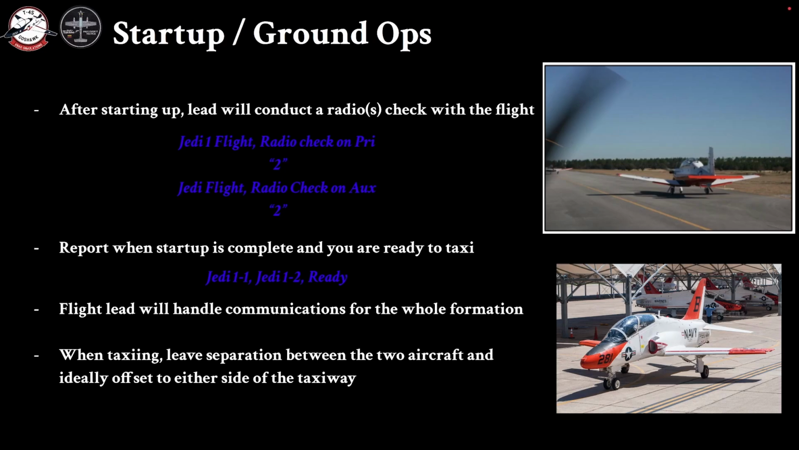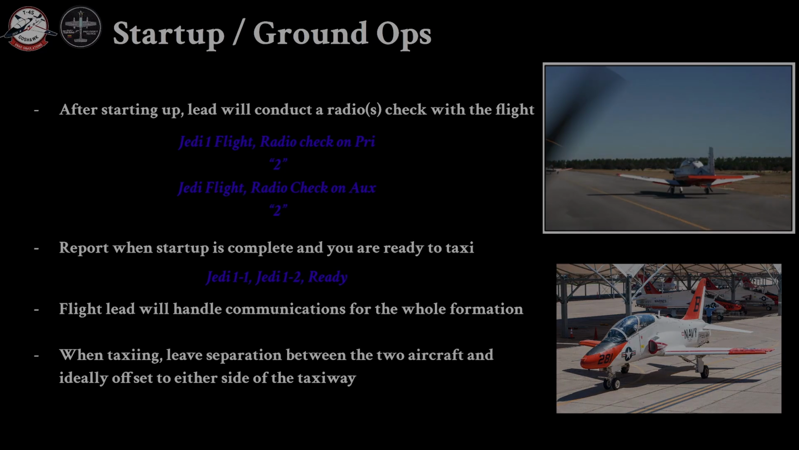When taxiing, leave separation between the 2 aircraft and ideally offset to either side of the taxiway. You see this example right here. Lead is here on the right-hand side, which means 2 would be on the left. If lead were on the left side, then 2 would be on the right. In real life, the type of takeoff will be briefed ahead of time. In DCS, it might not be a bad idea, particularly with newer or less experienced pilots, to do a quick takeoff briefing to ensure everybody's on the same page for what will happen during takeoff and departure.